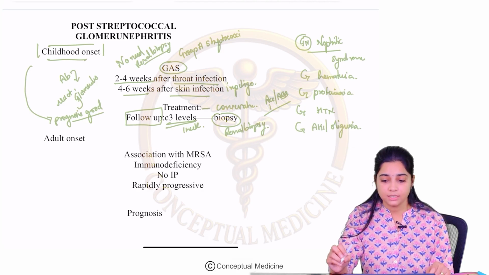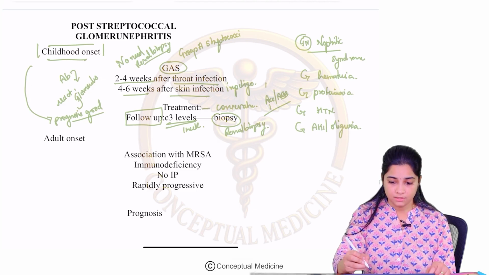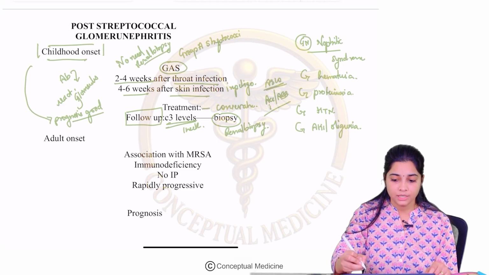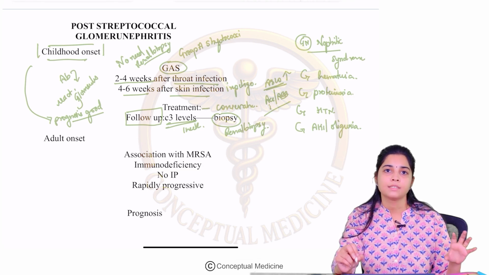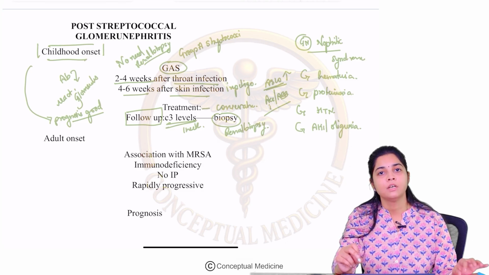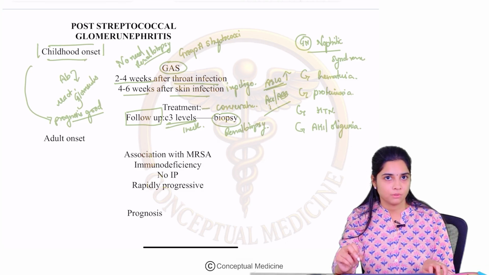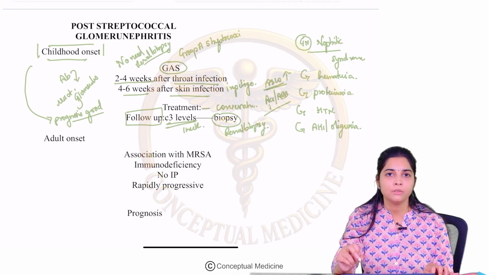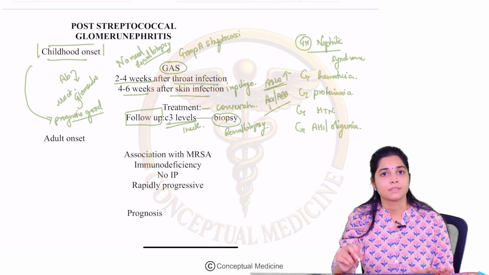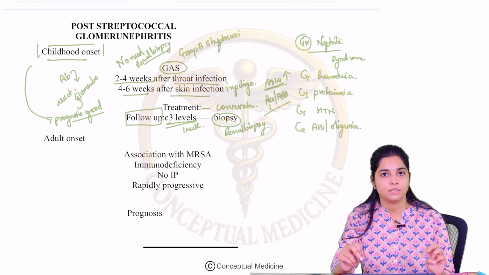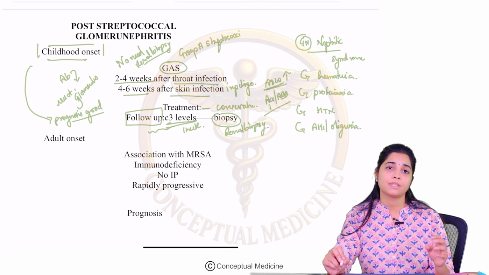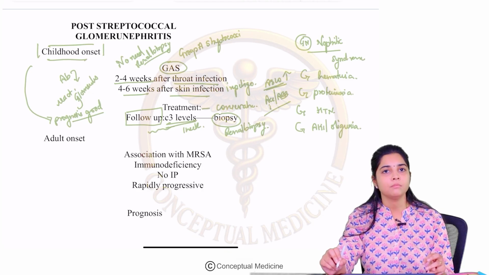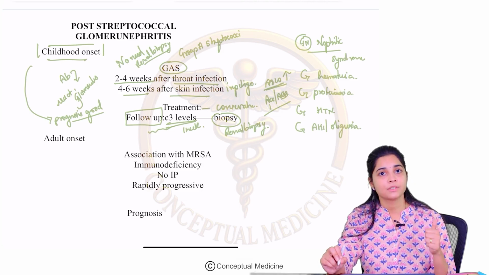Another very important test for the diagnosis of this is the ASLO titer, which will be elevated. So a young boy presenting after a sore throat or skin infection, with cola-colored urine, hypertension or minimal proteinuria, and elevated ASLO titers, you directly diagnose him as PSGN, and there is no need for an immediate biopsy. Only on follow-up, if the complement levels are persistently low, do you go ahead and do a biopsy. The prognosis is very, very good in childhood onset PSGN.